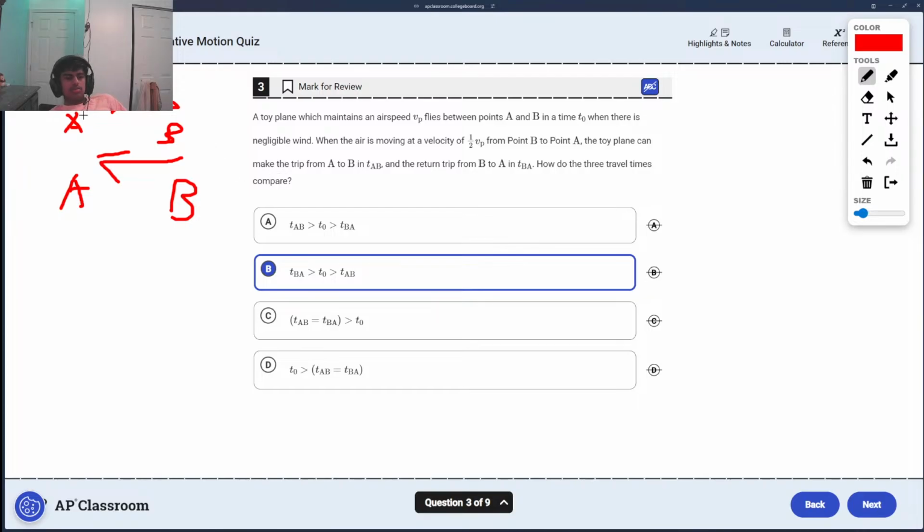Wait, isn't it A to B is your speed? Now there's wind going, no, B to A. So the wind's going this way. When you're going from A to B, it's going to be slower because you're fighting the wind. When you're going from B to A, it's going to be faster because you're going with the wind, right? Okay, I'm skipping this question.